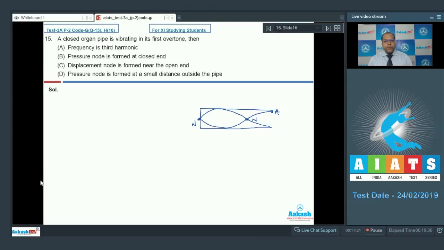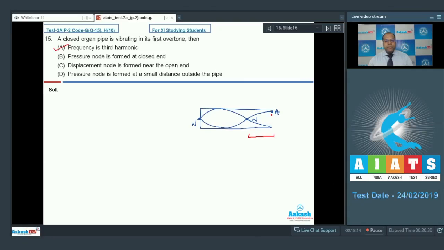Let's check the options. In option A, the frequency is the third harmonic. This is my first harmonic, and the frequencies are odd multiples of the first harmonic. So the next frequency is the third harmonic. So option A is correct. In option B, a pressure node is formed at the closed end. But at this closed end, a pressure antinode is formed. So option B is wrong. In option C, near the open end, a displacement antinode is formed. So option C is also wrong.